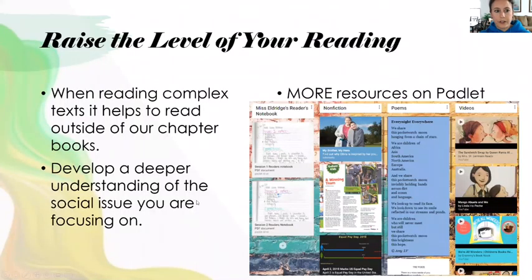Also, critical readers know that they need to raise the level of their reading, and one way to do that is to read outside of our chapter books. The reason we do that is just to develop a deeper understanding of the social issues that we're focusing on. So for me, spoiler alert, I am working on fitting in. And so I read this winning team one, this poem, and this equal pay. I've read a couple other ones before, but today I just read those 3.